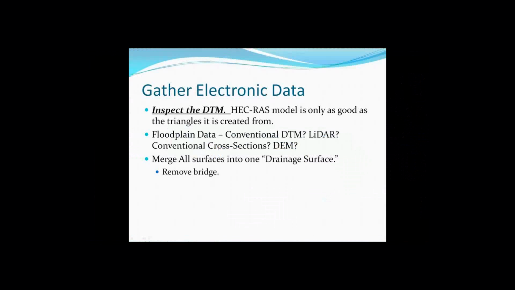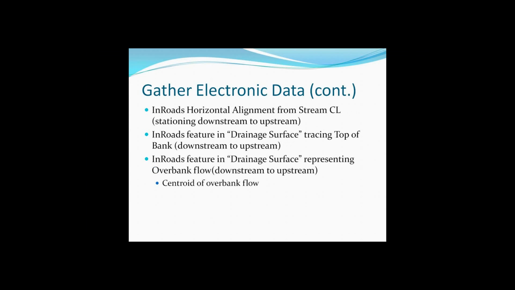So that's kind of how I inspect the DTM and get the surface into what I need to be able to import the data into HEC RAS. The next step is you have to do some InRoads stuff to be able to do the import process. You need a horizontal alignment from the stream center line, and this has to be stationed downstream to upstream. And what that will do is set the stationing of your HEC RAS model the way that HEC RAS wants it, where the higher station is upstream.